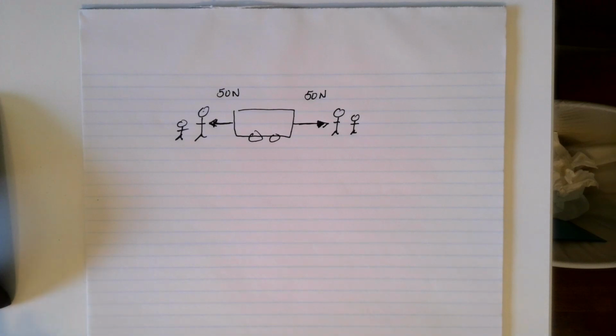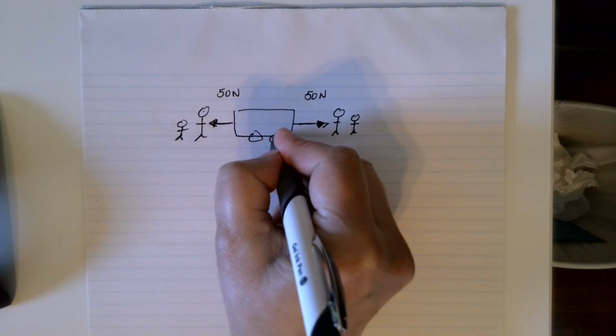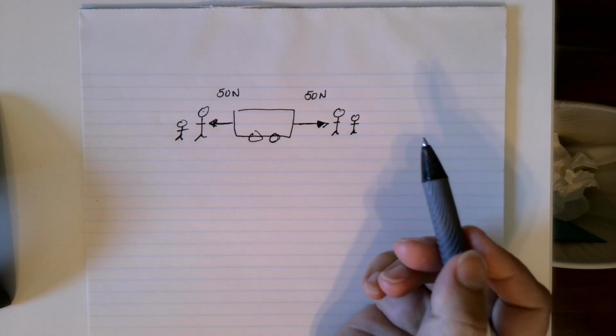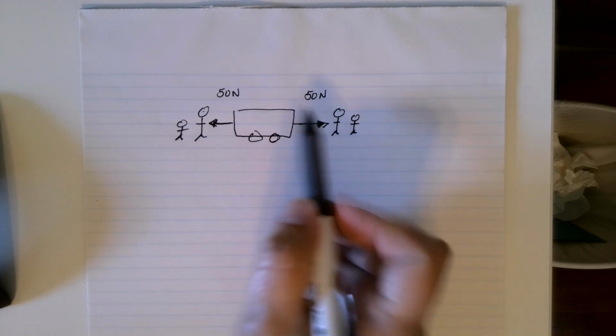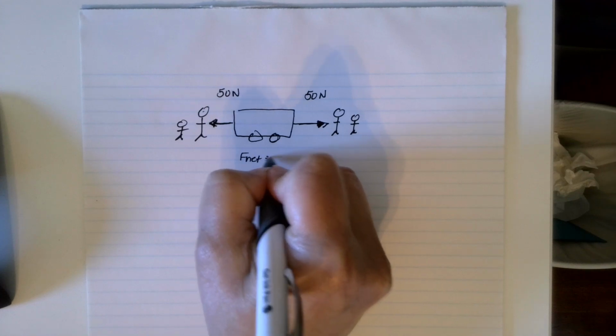Okay, so there seems to be some confusion about Newton's third law. I want to talk about it in relationship to the lab that you did. They had a cart, and we had blue people and red people. Let's say in this scenario that we have a force of 50 newtons to the right and 50 newtons to the left. That means my net force is 0.